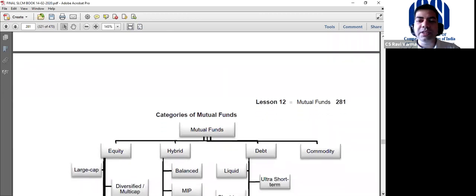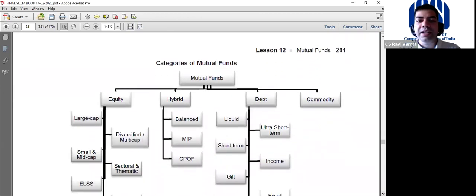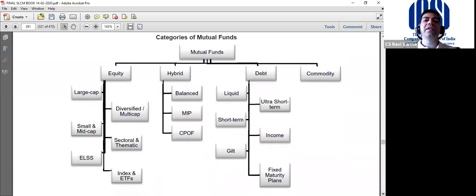Now, basis the structure of mutual fund, you see there are different categories. It can be in the form of equity, hybrid, debt, or commodity.